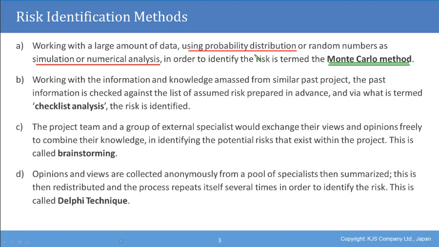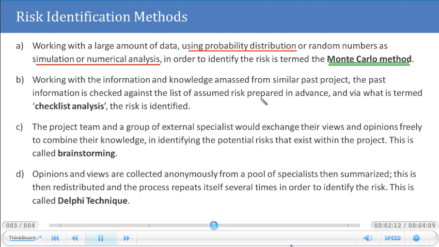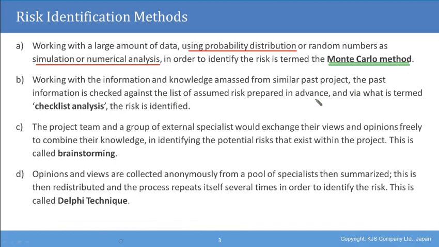Option B is working with the information and knowledge amassed from similar past projects. The past information is checked against the list of assumed risk prepared in advance. So this is all about looking at the past, learning from history. Now this is known as checklist analysis. And so identifying the risk through looking at the past information and checking against the list of assumed risk prepared in advance is the checklist analysis.